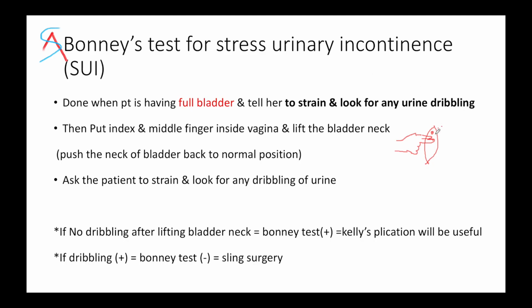Then in Bonney's test, you have to put your index finger and middle finger inside the vagina and lift the bladder neck. Then you tell the patient to again strain and look for any dribbling of urine. If there is no dribbling, it means Bonney's test is positive, and Kelly's plication surgery will be useful to treat stress urinary incontinence. If the dribbling is still there after pushing back the neck of the bladder, it means Bonney's test is negative. Then the patient has to undergo some sling surgeries.